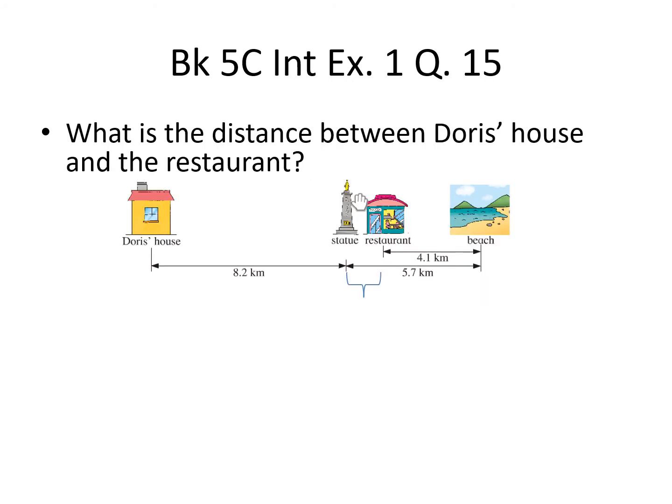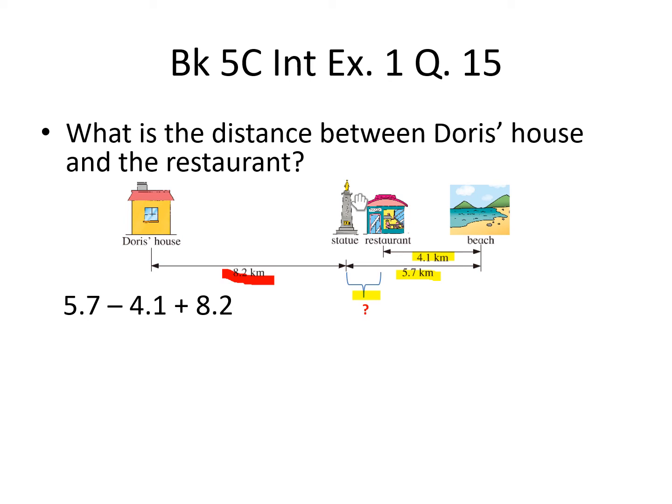Question 15. What is the distance between Doris' house and the restaurant? So to find the distance, we have to find the distance between the statue and the restaurant first. That means here. So the distance between the statue and the beach is 5.7, and the distance between the restaurant and the beach is 4.1. The difference between them will be the distance between the statue and the restaurant. And then we have to add the distance between Doris' house and the statue, that is 8.2 km. So the equation is 5.7 minus 4.1. This is the distance marked as the question mark, and then plus 8.2.